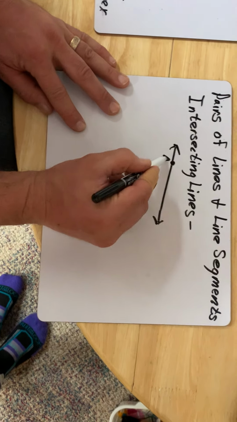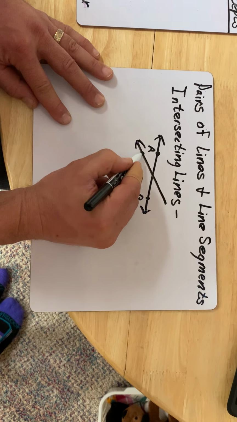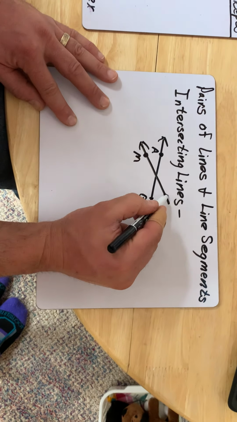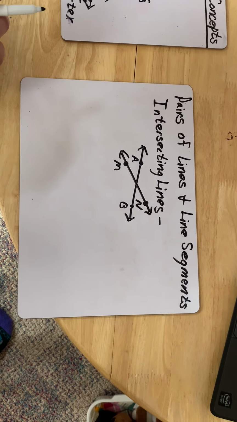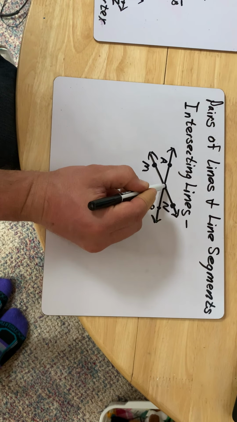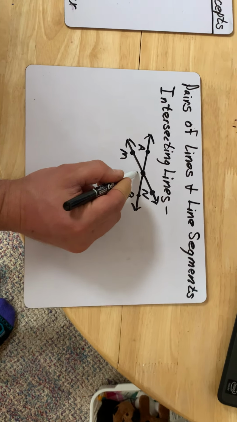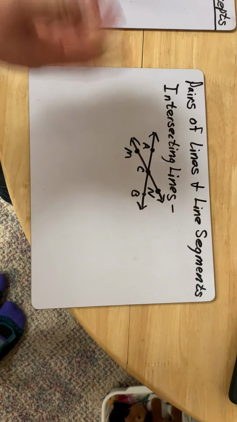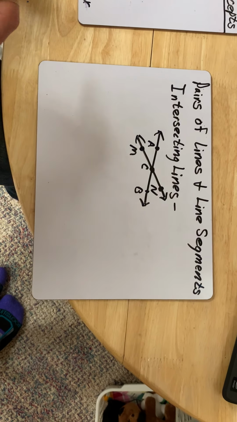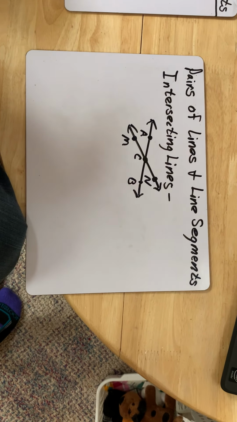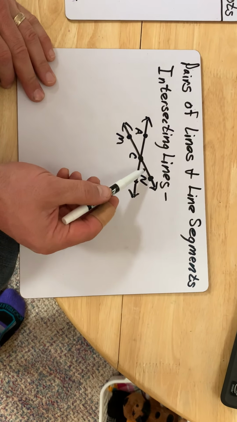This is line AB, and this is line MN. Okay, they intersect at a single point and a single point only, if they're straight lines, which these are. All right, that intersection point there, let's just call that point C. So in this picture, obviously these two lines intersect, and they intersect at point C. AB intersects MN at point C. That's the intersection point.